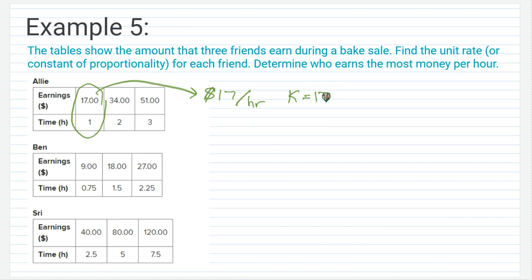So K, again, doesn't have any labels to it. That's officially how we would write the constant of proportionality, but the unit rate would have the labels. So I'm writing both, as you can see. All right. Then we're going to have to do a little bit more math for.